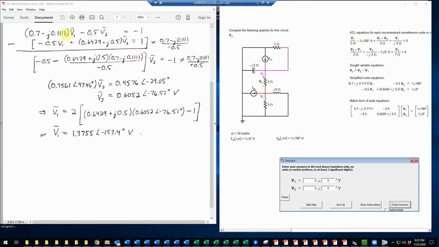And the V1 terms we already know are going to cancel out, so we have nothing there. But for V2, I first have negative 0.5 V2 bar, and I've factored out the V2 bar here, so just negative 0.5. Then I have this coefficient that's copied there. And remember, that multiplies this other coefficient, the 0.7 minus j 0.11111, divided by the negative 0.5. And remember, I'm subtracting that now because I'm doing subtraction. And so that's what I have there.